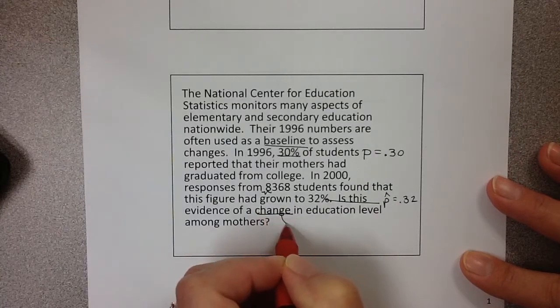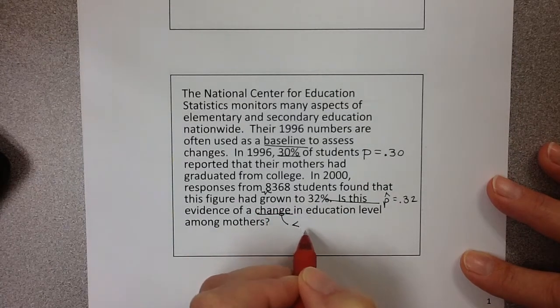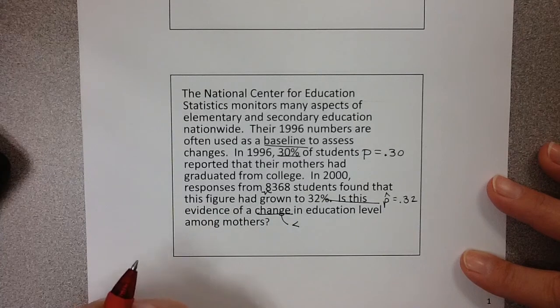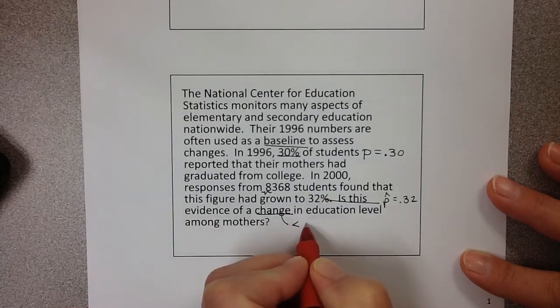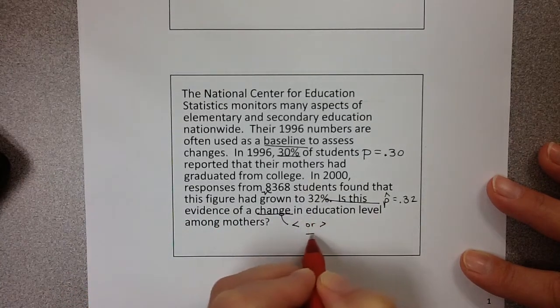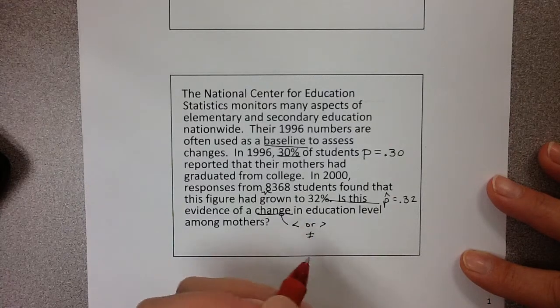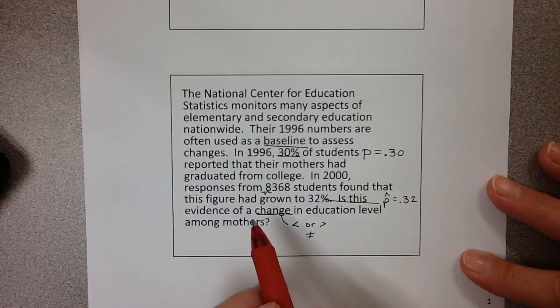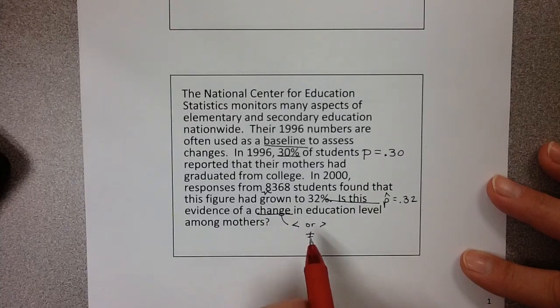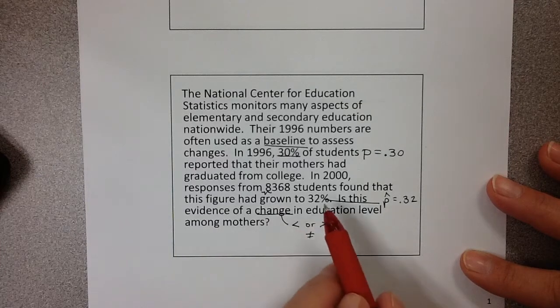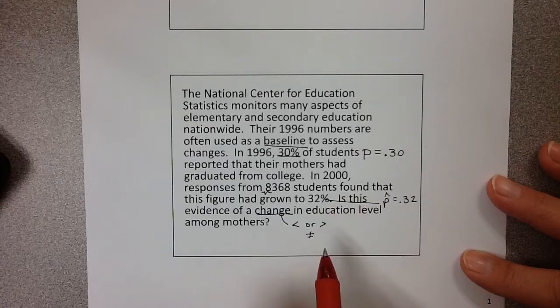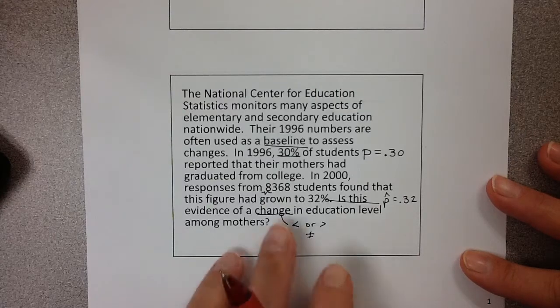Change is non-directional. Non-directional means it could have fallen, fewer mothers graduating from college, or it could be greater than, which is better written as a not equal to. So we want to see if we can find evidence that the percentage now is not equal to what it was back in 1996. Now all we have is one sample, but we're really after the truth about the entire population, and we're using this one sample to decide if we believe that 30% or not.